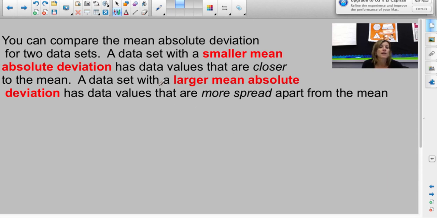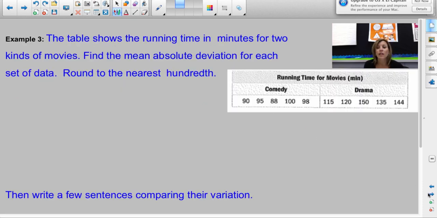All right. The last example in your book talks about how you can compare the mean absolute deviation for two data sets. One data set with the smaller mean absolute deviation has data values that are closer to the mean. So the smaller the MAD, the closer to the mean the data points are. The data set with the larger mean absolute deviation is more spread apart from the mean. So smaller is closer to the average, larger is more spread out or farther away from the average.